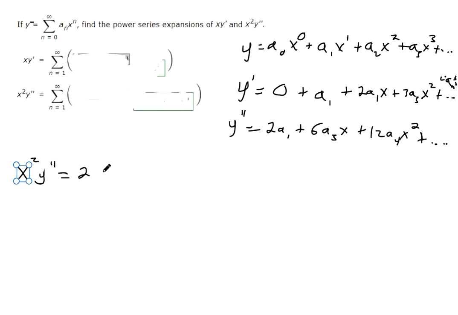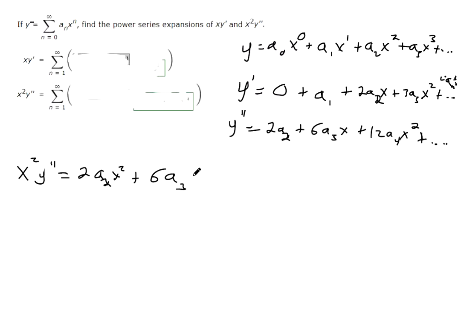So that's 2a sub 1 x squared plus 6a sub... No, I wrote this down wrong. Man, that's a bad copying error because I could have messed everything up. Okay, so that was a sub 2, the third coefficient of the original series. So every term is getting multiplied by x squared. So that's what that is.